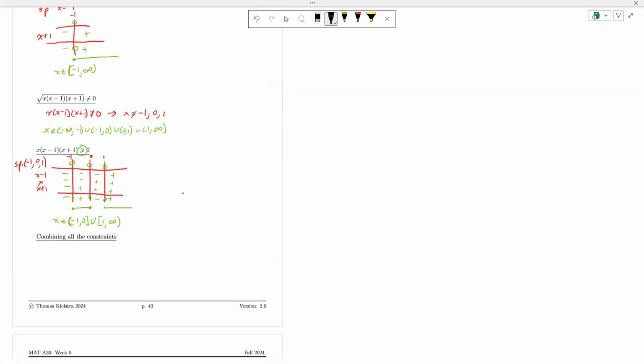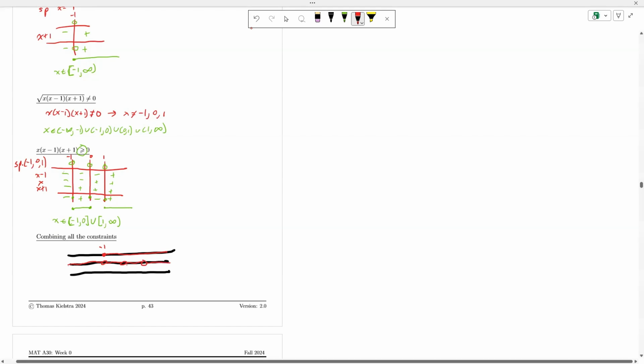And remember, the way I like to combine them is I will simply draw 3 number lines. And on these 3 number lines, I have minus 1 to infinity. And then I have negative infinity, not minus 1, not 0, not 1. So this is 0, 1. And then I have minus 1 to 0, 1 to infinity.